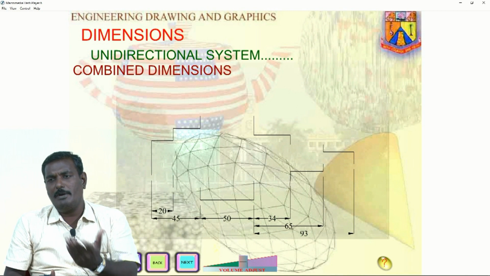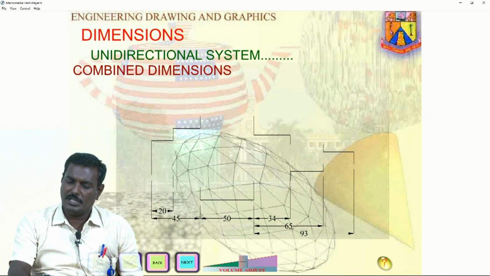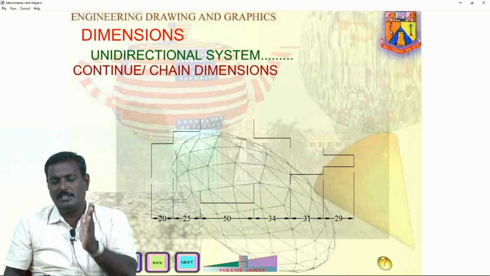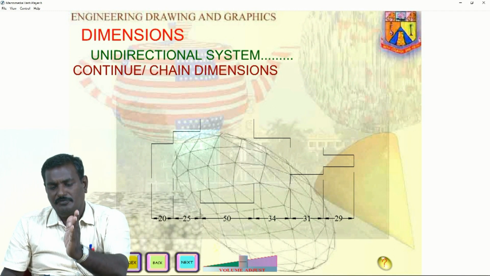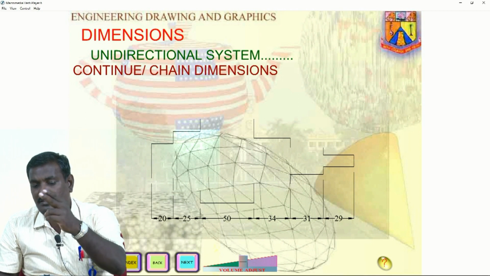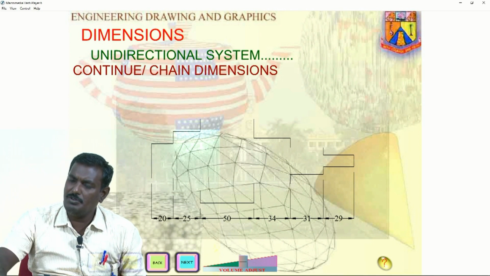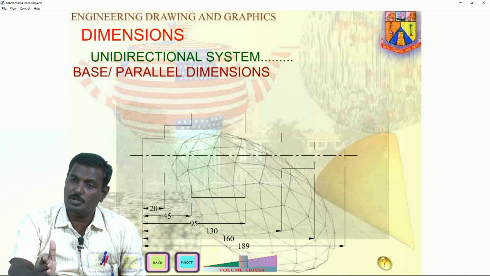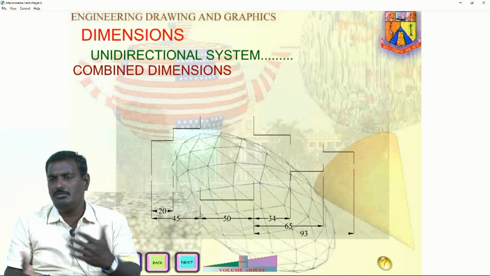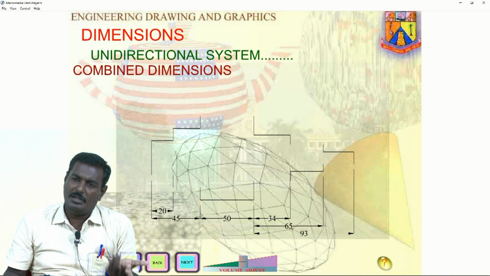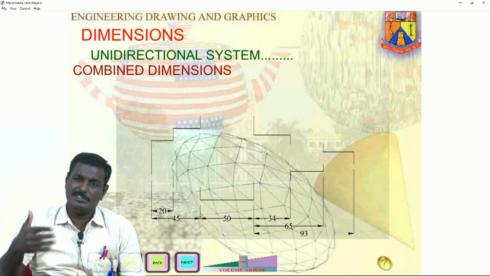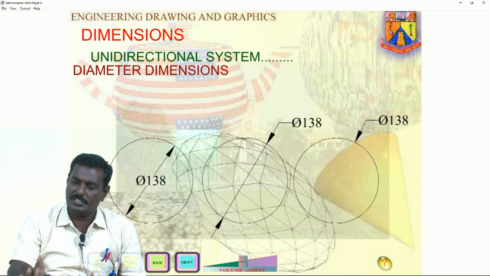Combined dimension: you have to combine both. Continue dimension is nothing but this: the first dimension of 20 mm is not common to the second one, but the end of the first is common to the start of the second dimension. So it is continuous. But if one base is common to all dimensions, then it is combined. You can do it in any manner, combined or separate, whatever you like, but there are some rules on how to follow these dimensions.